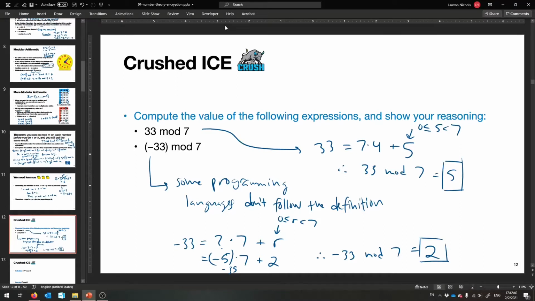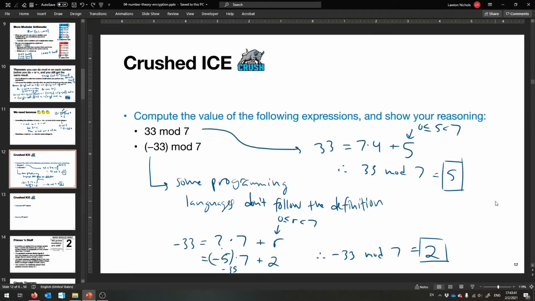Okay, so I hope you got this one. This one's a bit complicated. Your programming languages sometimes don't do it right, but it's good to remember now. It has to be a positive remainder, okay, or a non-negative remainder, yeah? Okay, time for some more examples now.